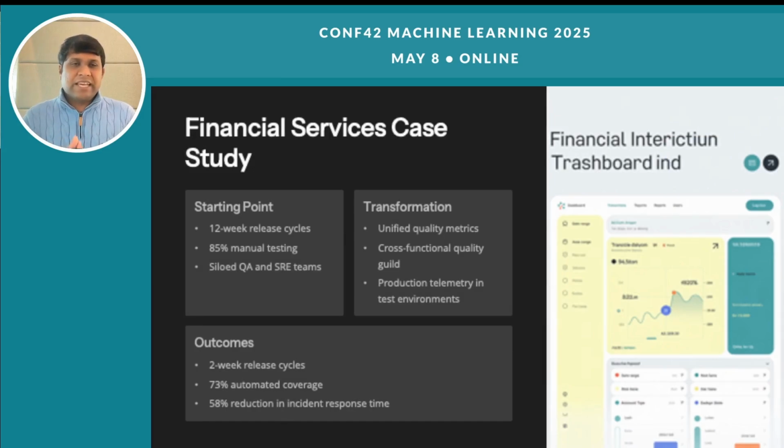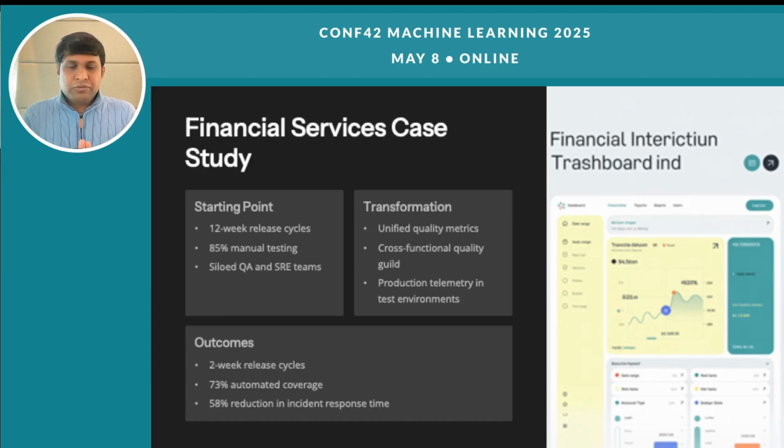And this is one of the case studies. Obviously, on the financial services side, the release cycles are normally much longer. But if you look at the starting point, they used to have 12-week release cycles, 85% manual testing, and siloed QA and SRE teams. When they transformed into this agentic approach, with unified quality metrics, cross-functional quality guides, and production telemetry in test environments, they were able to achieve 2-week release cycles, 73% automated coverage, and a 58% reduction in incident response time.